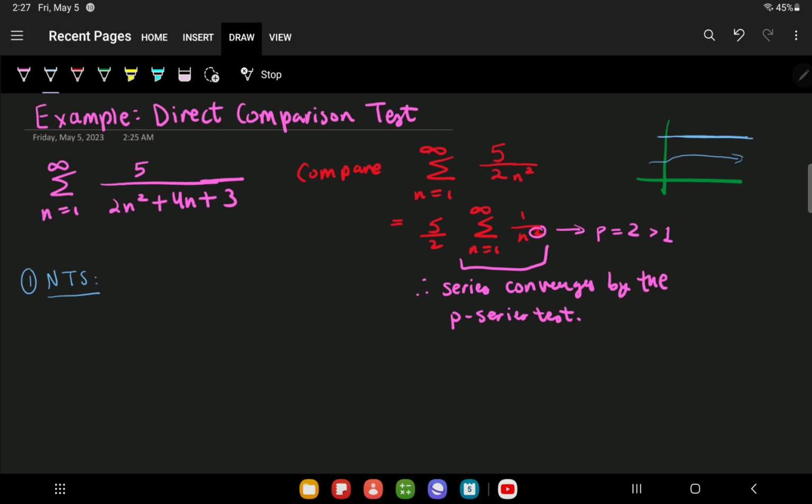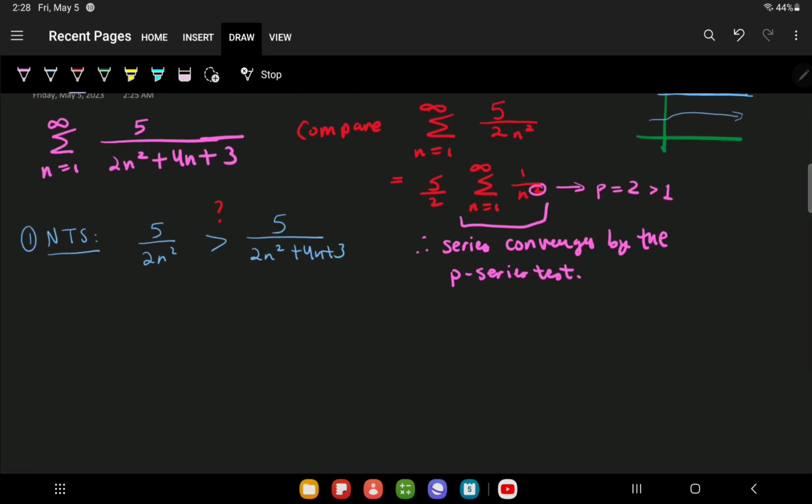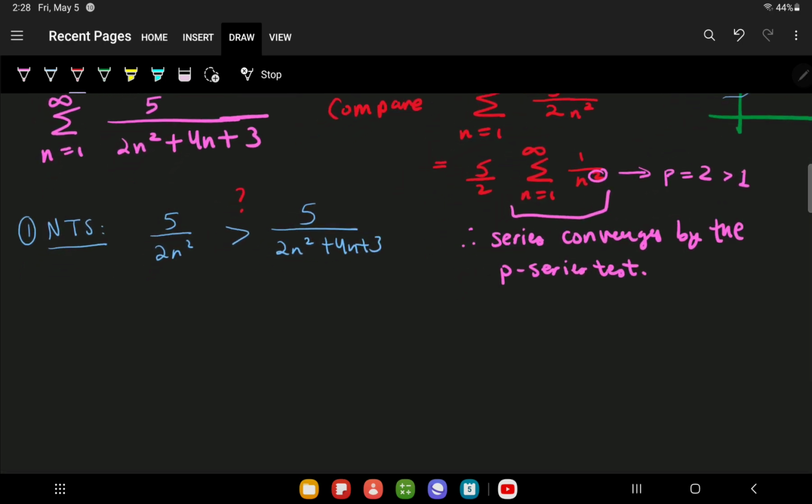that 5 over 2n squared is greater than 5 over 2n squared plus 4n plus 3. For now, I'll just put a question mark. And one easy trick to do this is, you note that the numerators here are just constants. So I can just look at the denominators first.